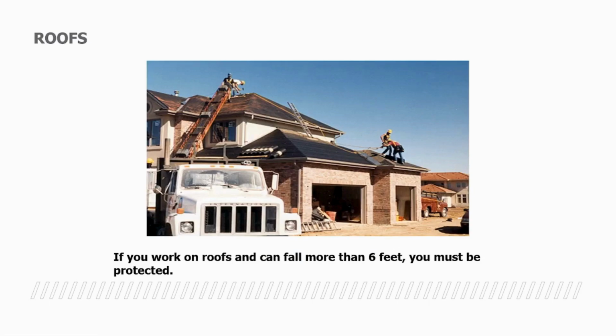Roofs. If you work on a roof and can fall more than 6 feet, you must be protected. In other words, they can use a personal fall arrest system, which is normally what you're going to find on roofs like, let's say, residential roofs, for example, or even some of your commercial roofs out there. And a lot of it comes down to what style of roof this particular building or structure has.